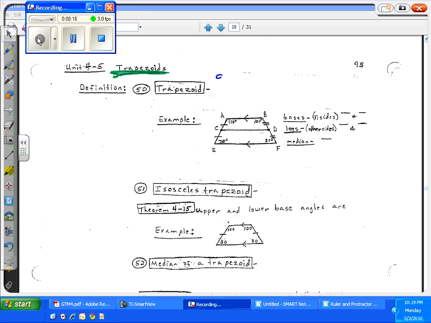It is a quadrilateral with, here's the key to why it's not a parallelogram, exactly one pair of opposite sides parallel.